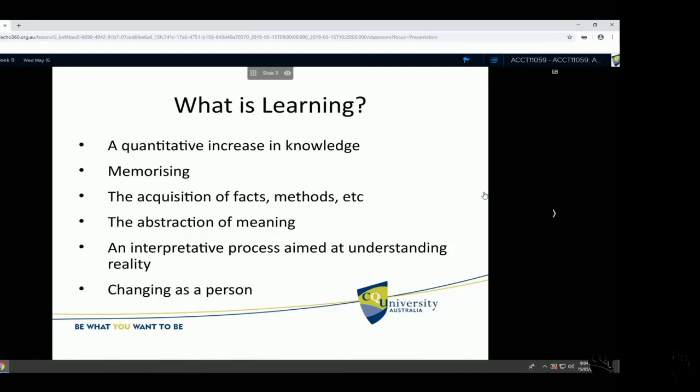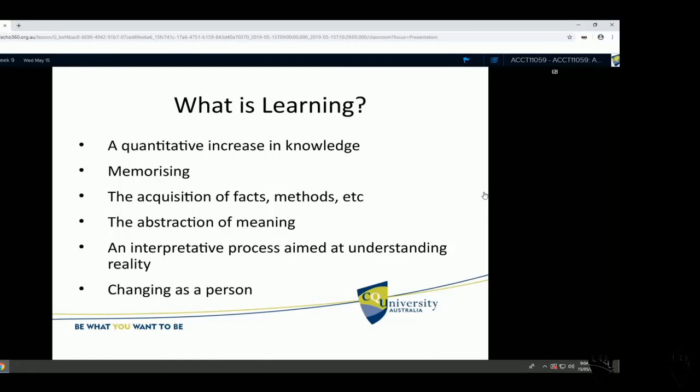So we can see learning, as we saw, as a quantitative increase in knowledge. That's the most simplistic one. We can also think of it as memorising and reproducing, for example, in assessments. These just build up, so each one includes the one before. Then it can also include the acquisition of facts and methods. That's where we're applying what we learn, say, in the real world, such as at work, or you might be at home or in your general life.